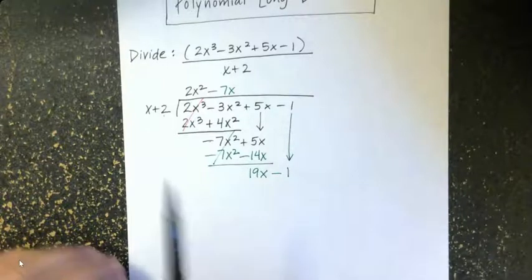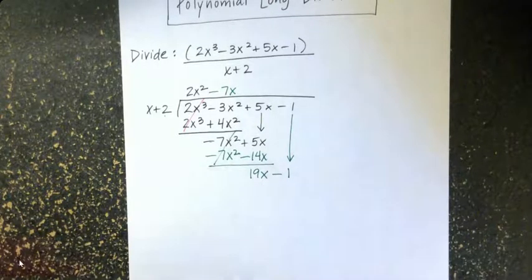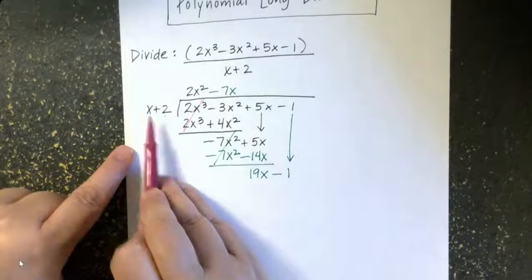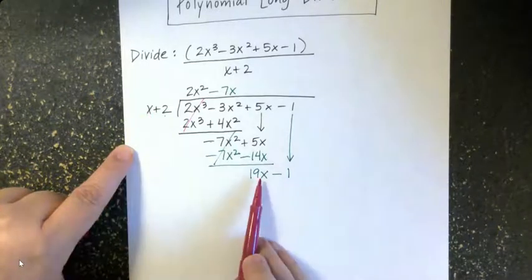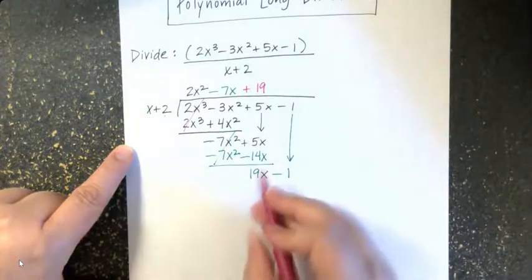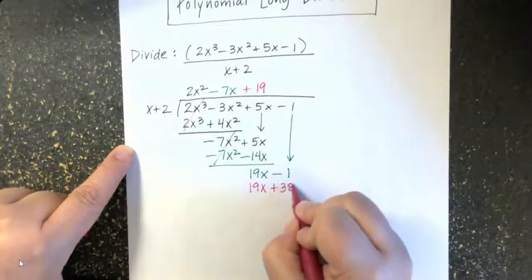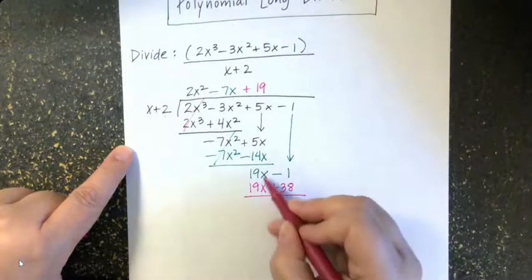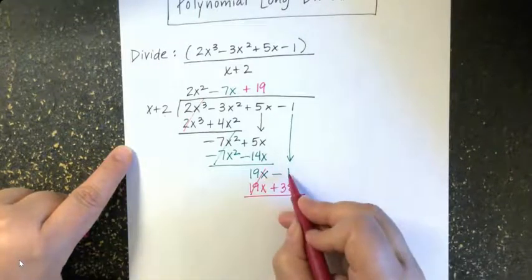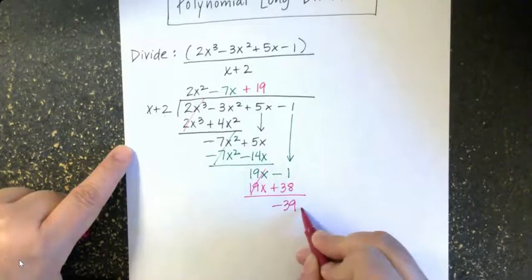Next step, this times what gives me 19x. Again, feel free to pause the video and finish the problem on your own. We're doing the exact same cycle we've done twice now. I'm going to do a different color. X times 19 is going to give me 19x. So 19 times x is 19x. 19 times 2 is 38. Then I'm going to subtract. This gives me 0 x's. Negative 1 minus 38 is negative 39. That's my remainder.